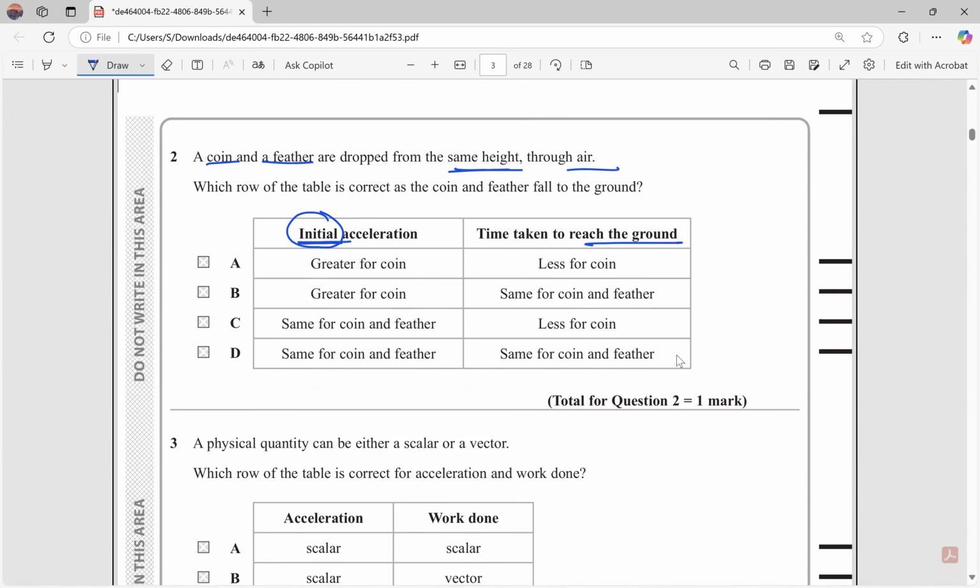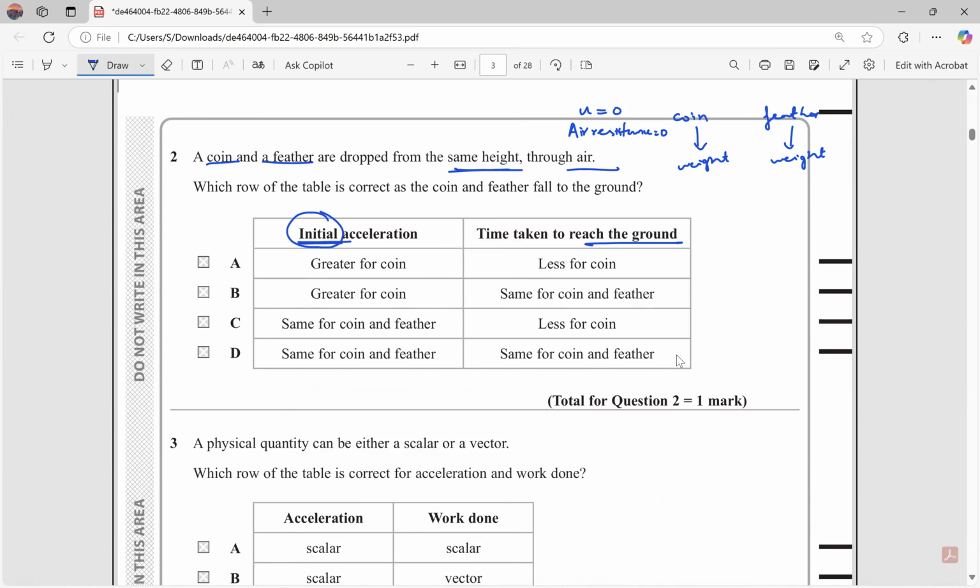So, the initial acceleration, because at the moment you drop the coin and the feather, right at the moment you drop them, both of them are not moving. Their velocity is zero. Anytime you drop something, at the initial moment, its velocity is zero. If its velocity is zero, this means air resistance is zero. Air resistance only acts when something is moving through air. If it's not moving, there is no air resistance. If air resistance is zero, the only force acting on both of them is their weight.